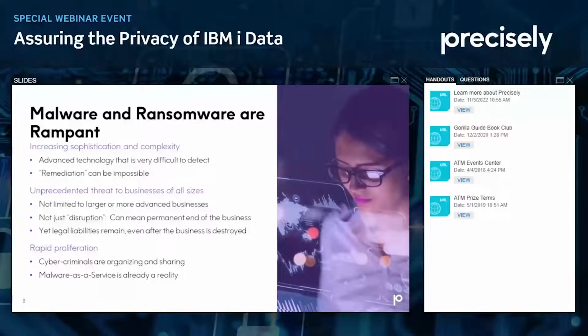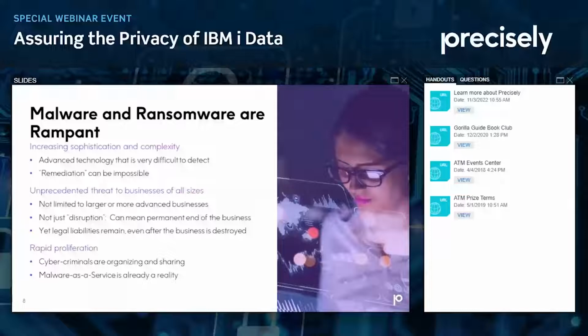Remediation once it's on your system can sometimes be impossible. So the big element that we always like to talk about is this threat to your business. The best thing that you can really do is try to prevent it in the first place. You don't want to try to address ransomware by scanning for it and finding it once it's on your system. Ideally, what you would want to do is keep it from getting on the system in the first place.